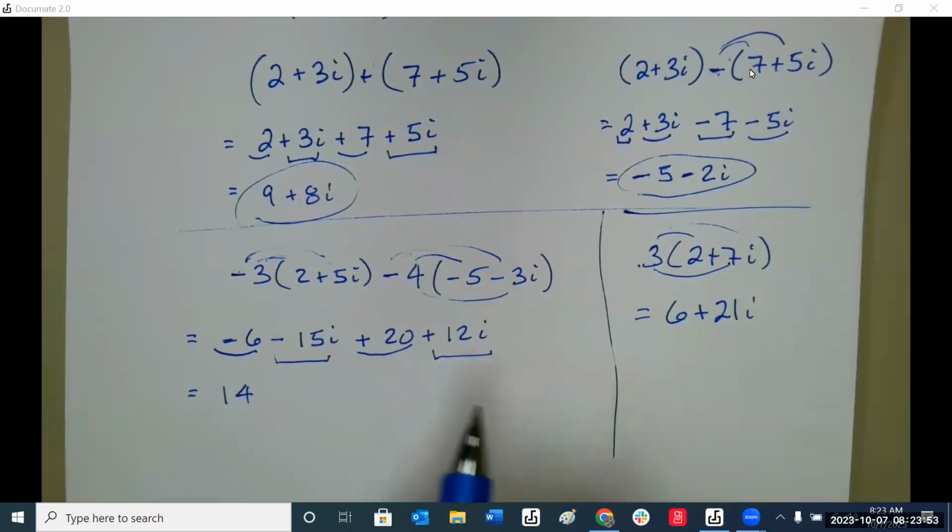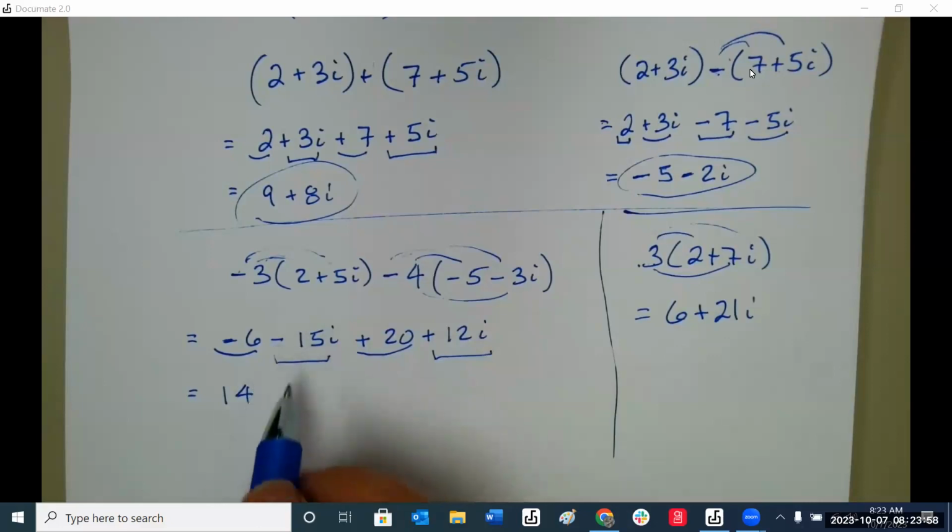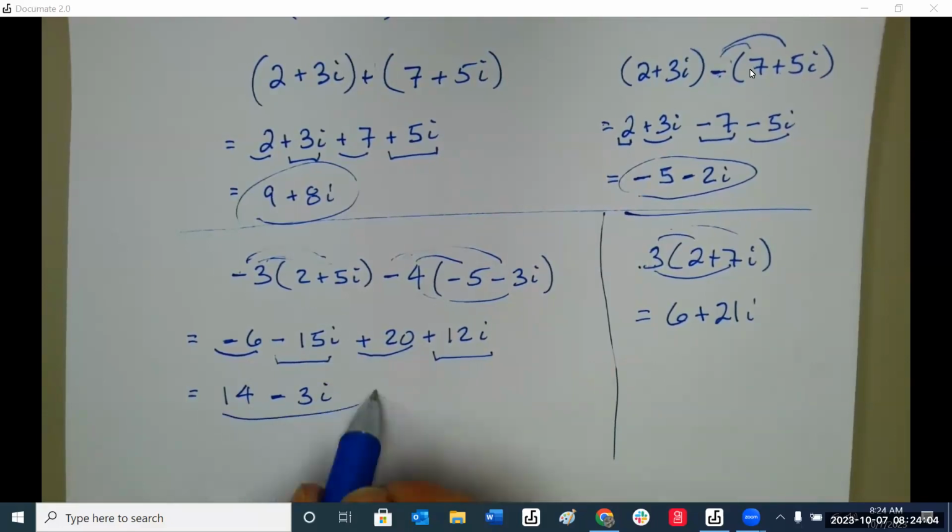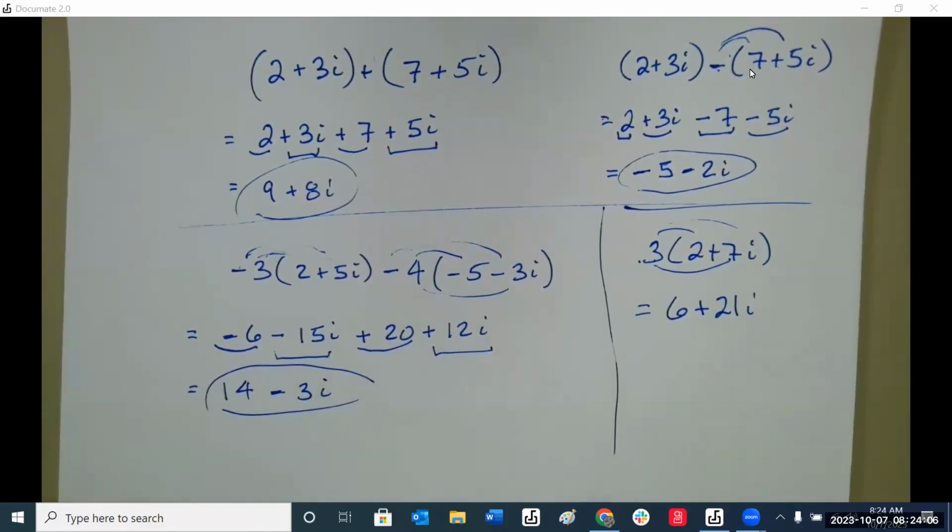Now, the imaginary numbers. Negative 15, positive 12. 15 is bigger, it's negative. 15 minus 12 is 3i, and there's your answer. So that's adding and subtracting complex numbers. Just nothing to it.